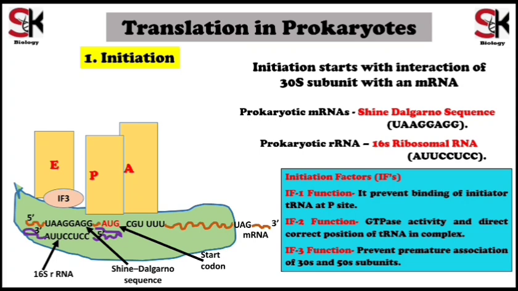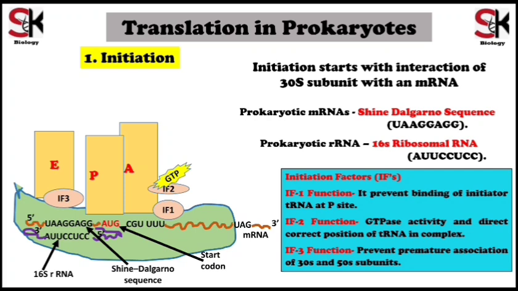Initiation process requires 3 initiation factors, IF1, IF2 and IF3. IF1 prevents binding of initiator tRNA to the A site. IF2 has GTPase activity and directs correct positioning of tRNA. IF3 prevents premature association of the small and large subunits of the ribosome.